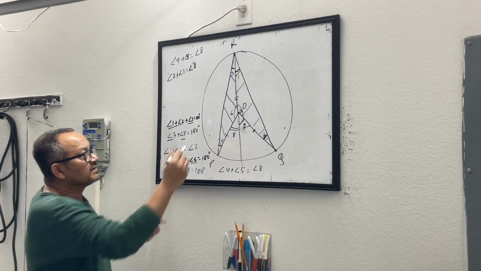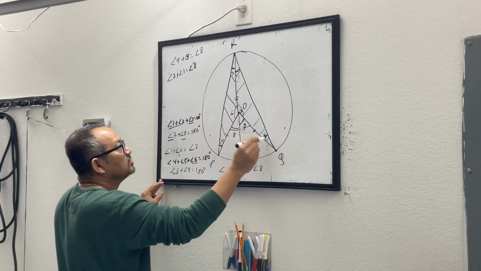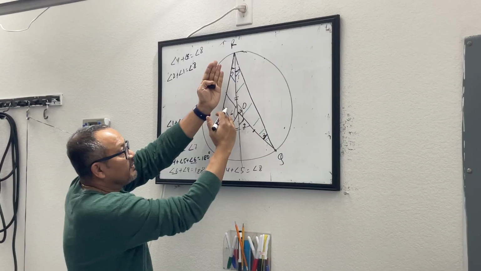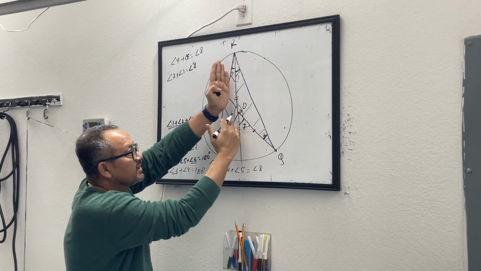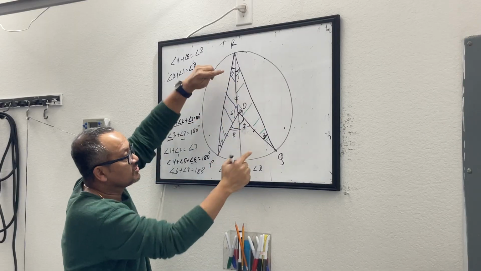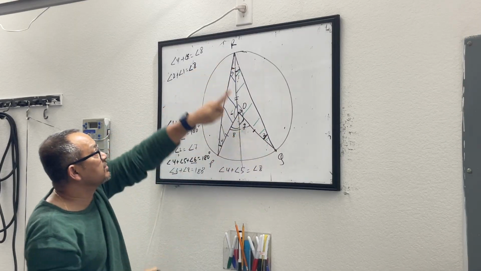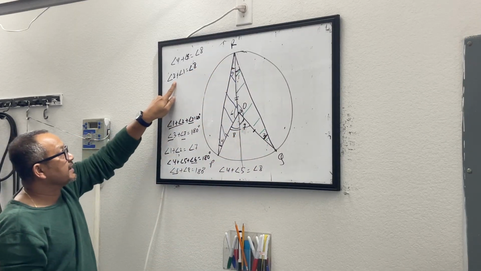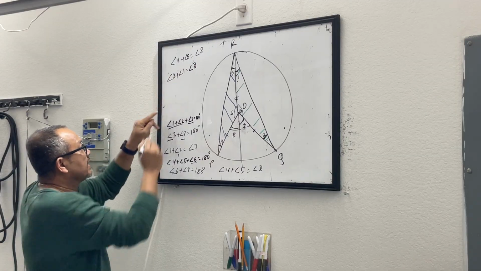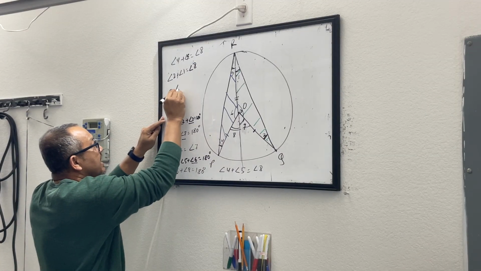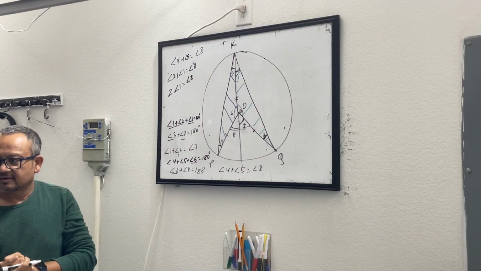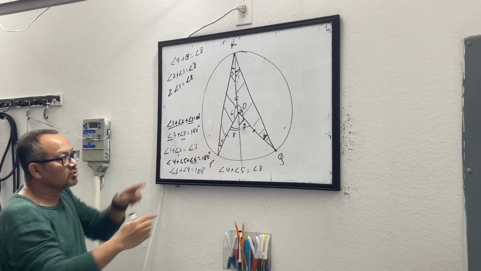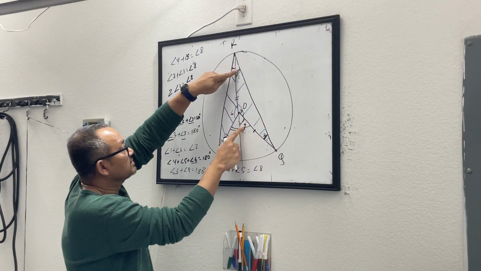Now, this angle 1 and angle 2 are same because they are part of the isosceles triangle. In the green triangle, these two sides are same, so these two angles will be same. So angle 1 and angle 2 are same. So instead of writing angle 2 plus angle 1, I can write this as 2 times angle 1 equal to angle 8.